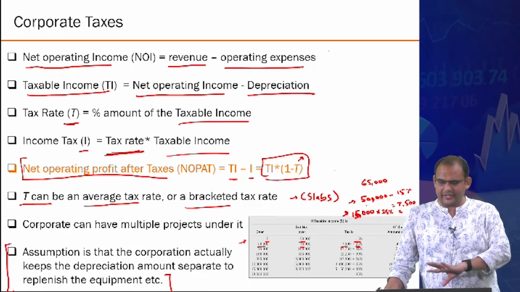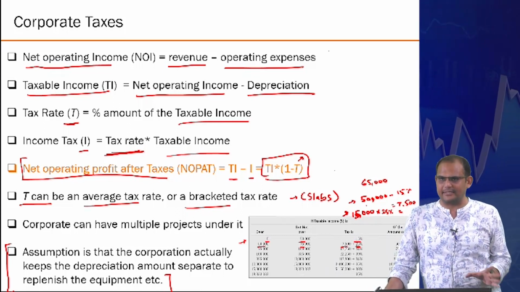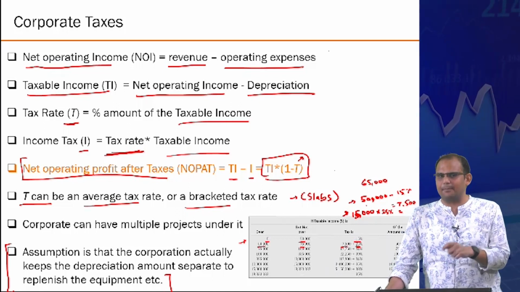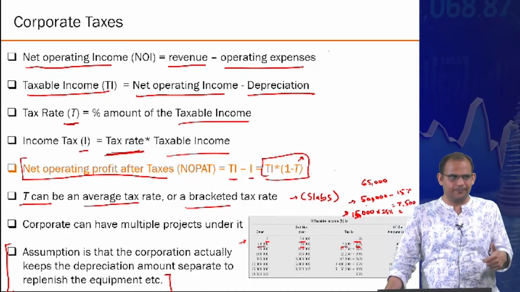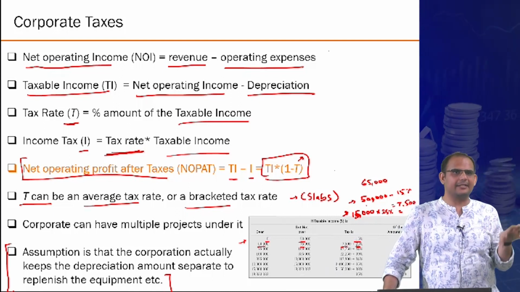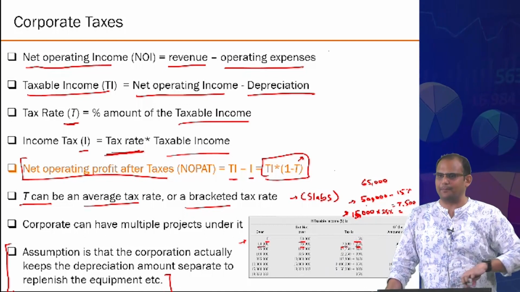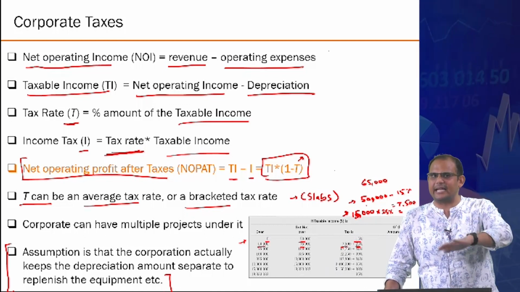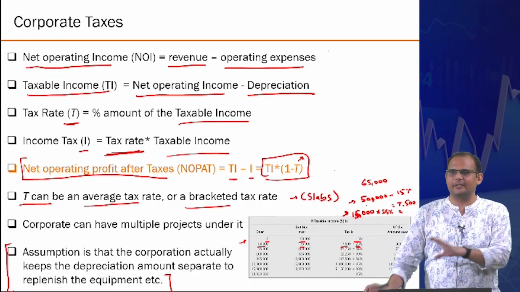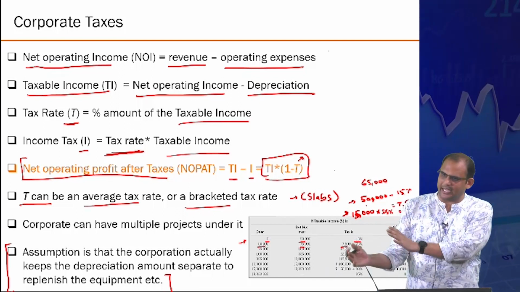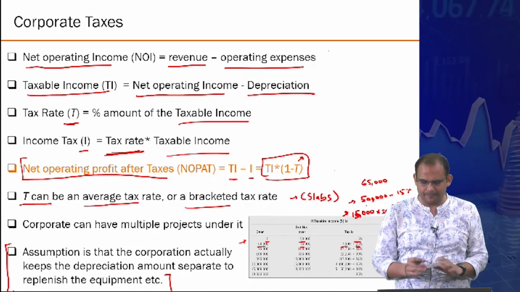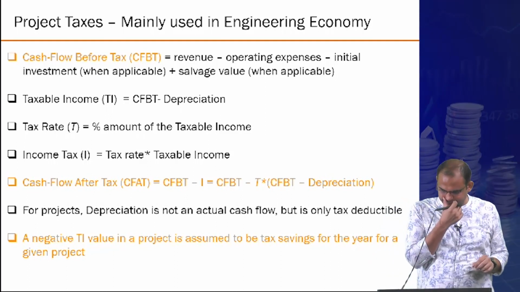The only key difference between a project and a corporate tax is that in a project, the depreciation is not a real cash flow. You assume that it is kept aside, but it is not actually taken away from the project. Its money still stays within the project, and that's the only difference between a project cash flow and a corporate tax flow. Let me show you the example.